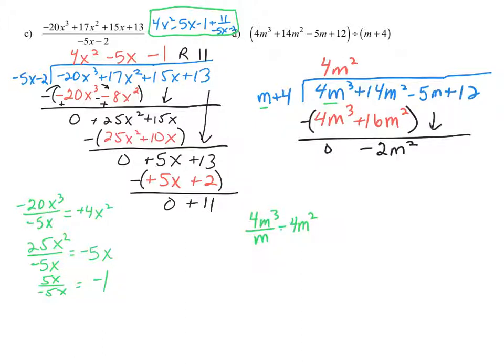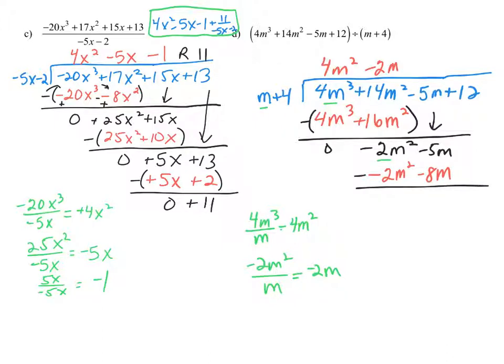I'm going to bring down the minus 5m. Now I look at the first term here, the negative 2m squared, and the first term of what we're dividing by, m. And we can say that m goes into negative 2m squared, negative 2m times. So we put a minus 2m above the line in the division setup. We're going to multiply negative 2m times m to get negative 2m squared. Negative 2m times 4 is negative 8m. We're going to subtract this entire quantity.